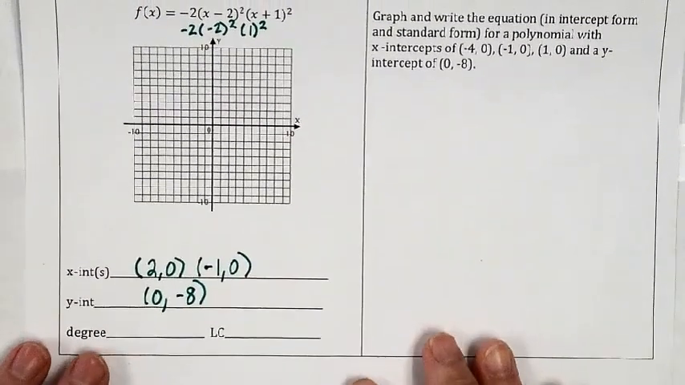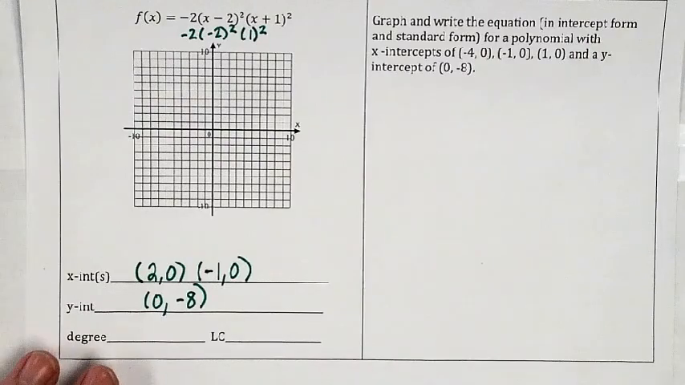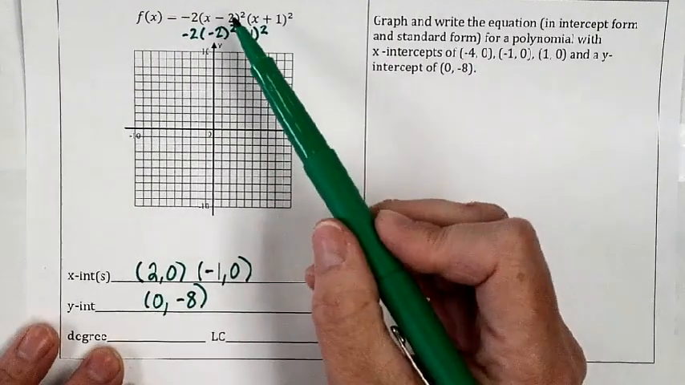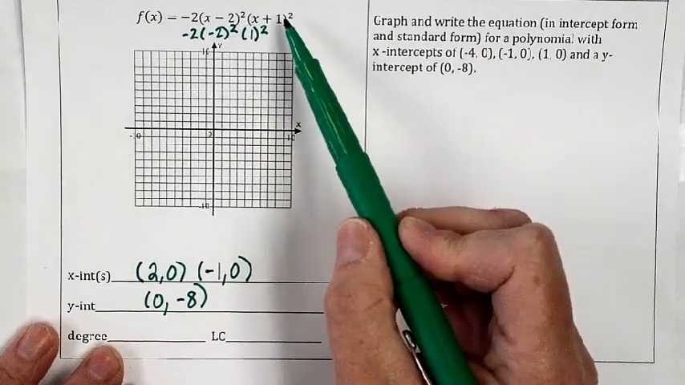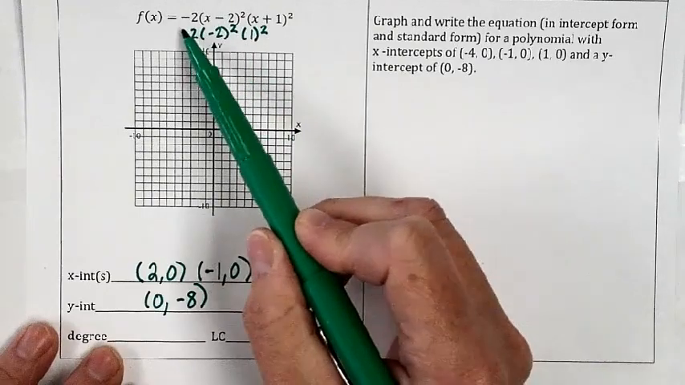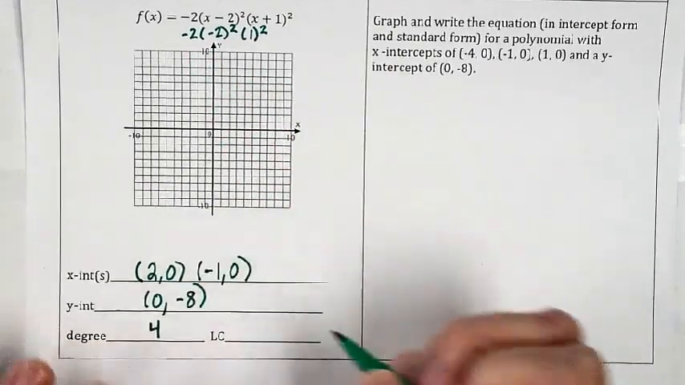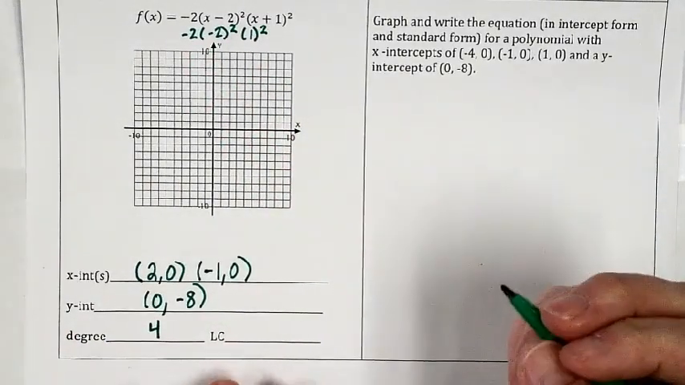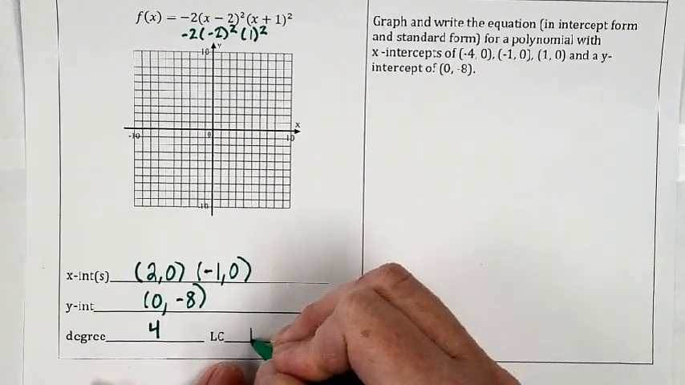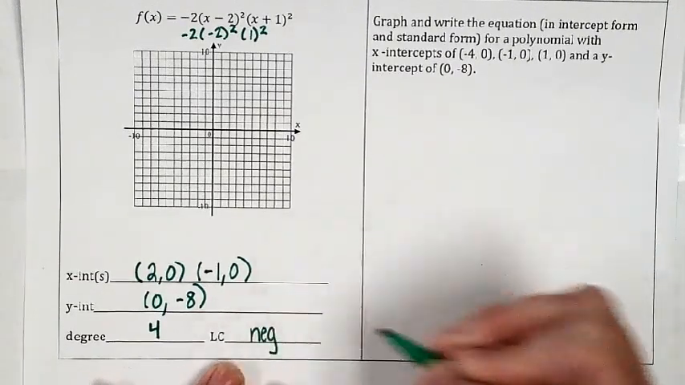What is my degree here? Add your exponents. 2 plus 2 is? 4. There's no x out here, so it's just 4. Leading coefficient, positive or negative? Negative. It's negative.